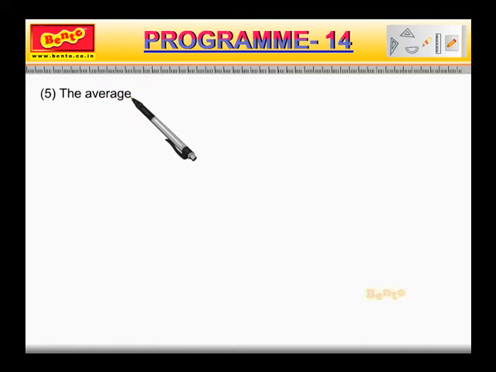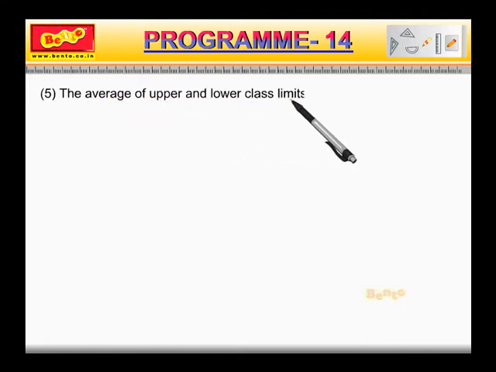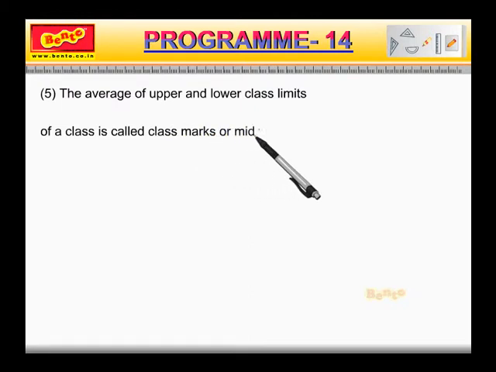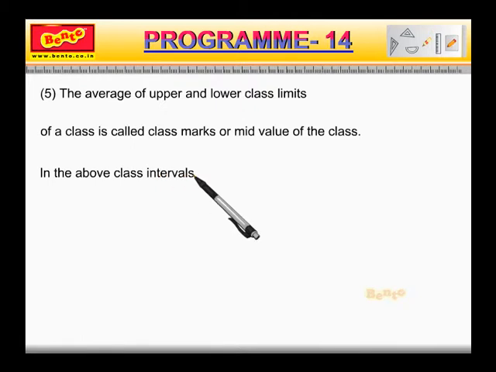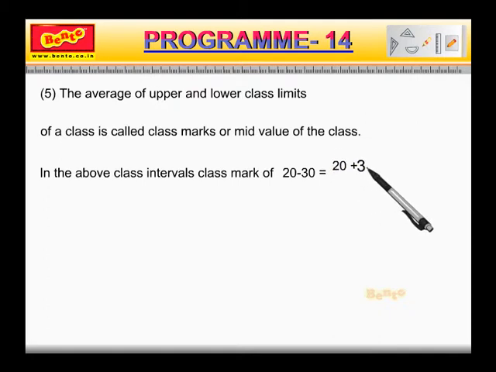The average of the upper and lower class limits of a class is called the class mark or mid-value of the class. In the above class intervals, the class mark of 20 to 30 is equal to 20 plus 30 by 2, that is 50 by 2, which gives us 25.